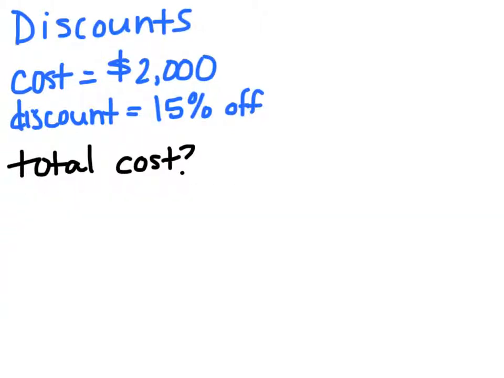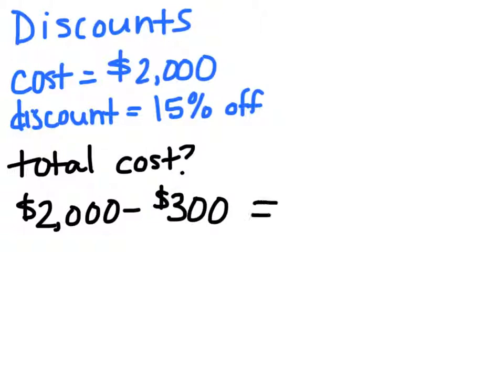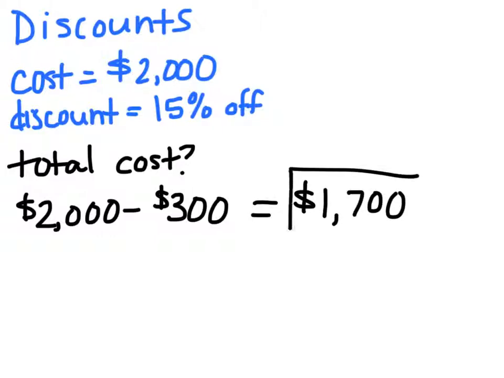All we have to do to calculate what Mrs. Wong paid for the sofa is take the original cost, $2,000, and subtract the discount that we calculated in the first part of the problem, $300, to solve for $1,700, which is the total amount she paid for the sofa.